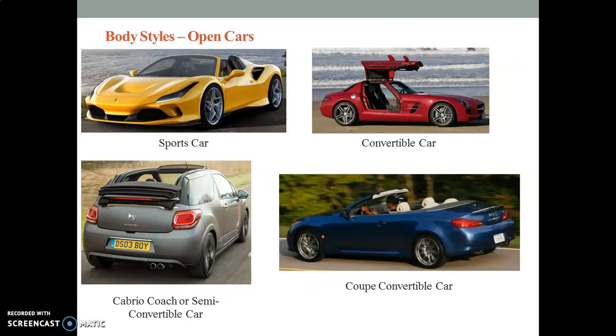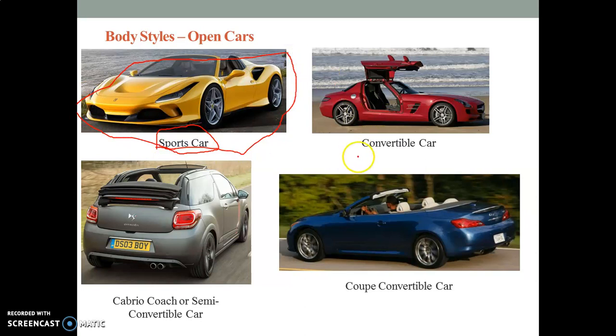Next we'll discuss body styles of the open type. The first one is the sports car. This term is commonly used for a relatively small, low-slung car with a high performance engine and excellent handling. Such kinds of cars can be used in racing.